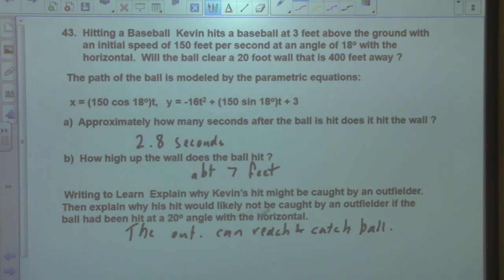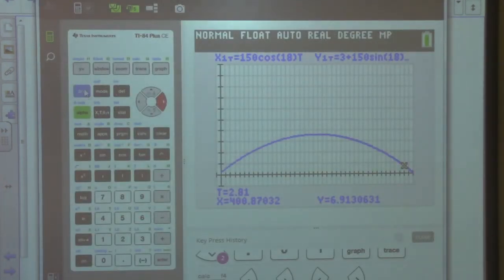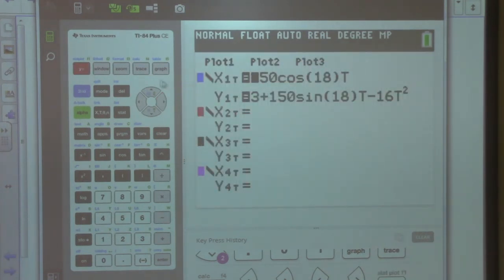And explain why his hit would likely not be caught by an outfielder if the ball had been hit at a 20-degree angle with horizontal. So what we're doing is we're talking about a sensitivity analysis, aren't we? Sensitivity analysis has to do with changing one aspect of it. So we can change this, can't we, to 20, right?